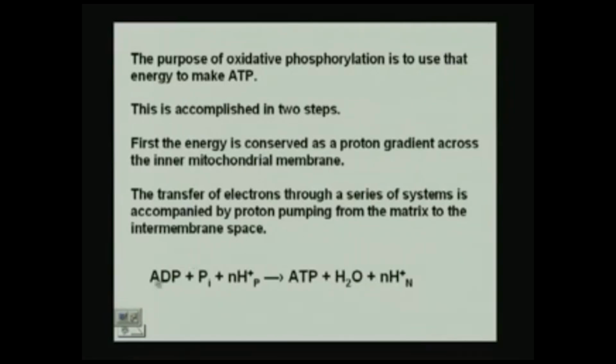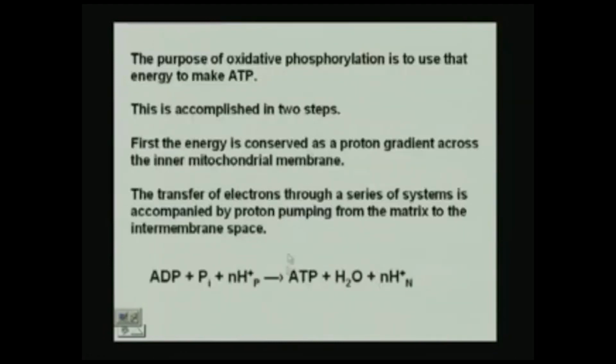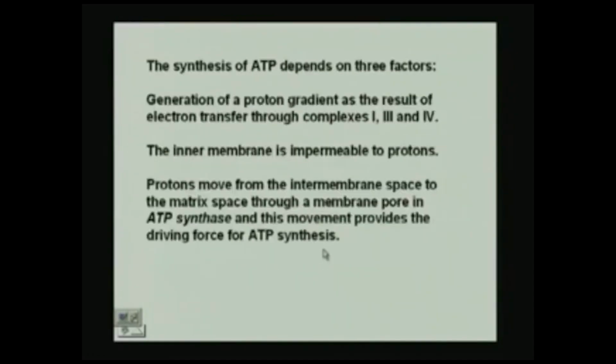Essentially, ADP plus Pi go to ATP. So where is this occurring? This is the intermembrane space, and this is the matrix space. The matrix is the N side and the intermembrane space is referred to as the P side. So P refers to the intermembrane space and N is the matrix space, where ATP is going to be produced. Now, the synthesis of this ATP actually depends on three factors.